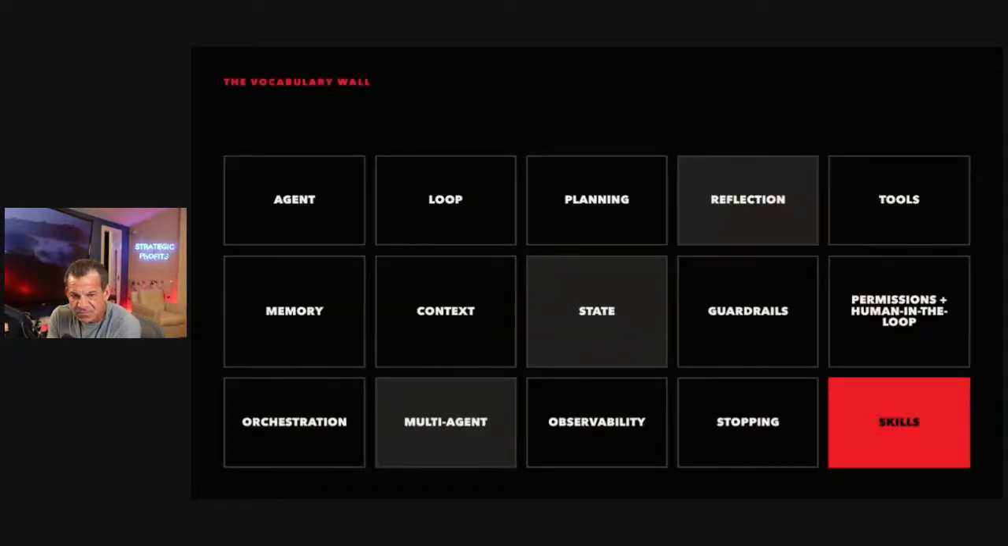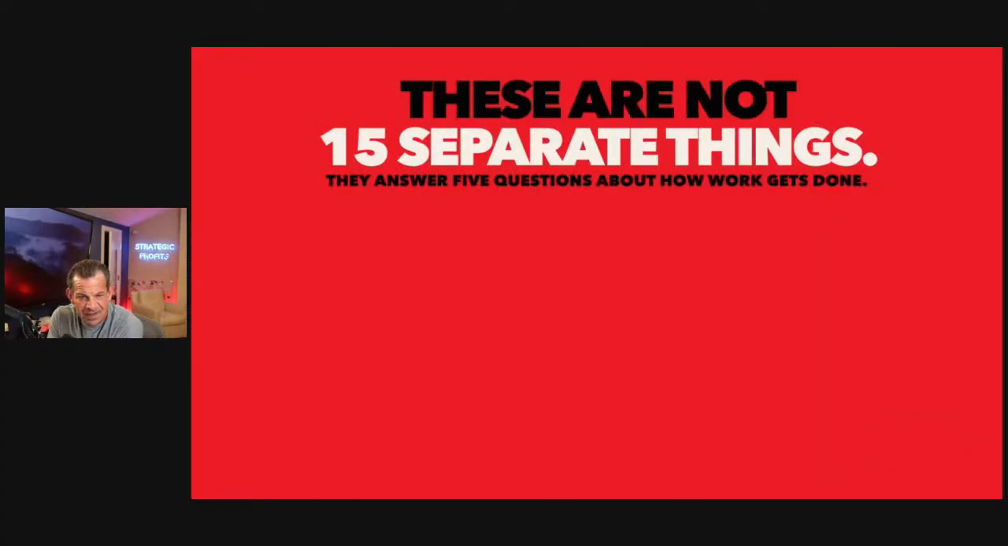All right. So here are the 15 terms presented like this. They look like 15 separate technologies that you have to learn, right? Agent, loop, planning, reflection, tools, memory, context, state, guardrails, permissions, human in the loop, orchestration, multi-agent, observability, stopping, skills. But they're not 15 separate things. What they are is parts of 5 operating decisions, or 5 questions about how work gets done.